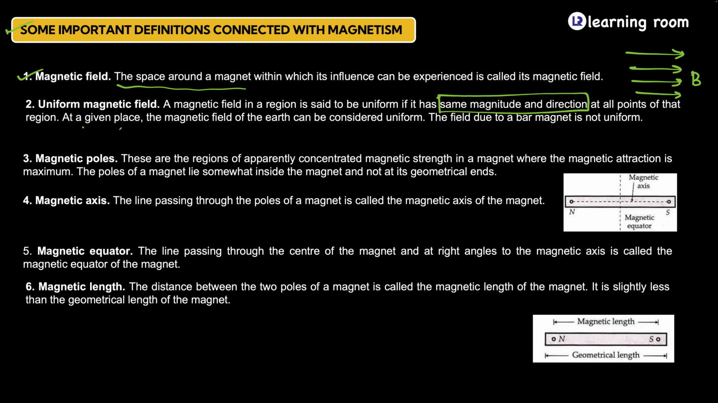At a given place, the magnetic field of Earth can be considered to be uniform, but when you think of a bar magnet, its magnetic field is not uniform.